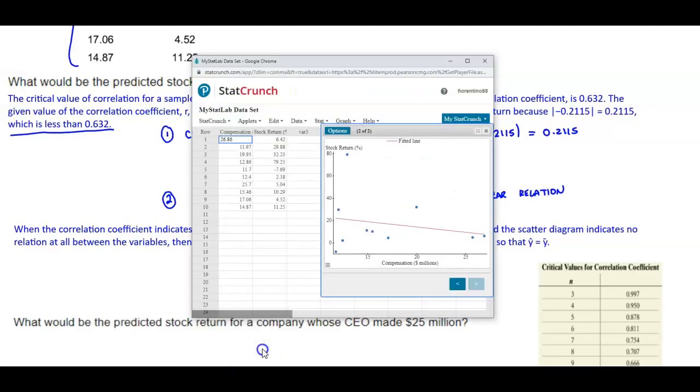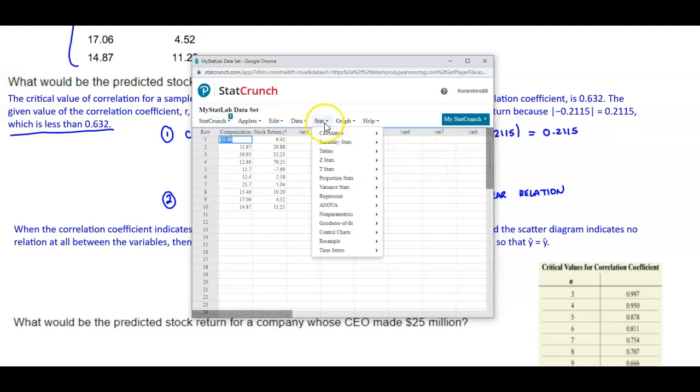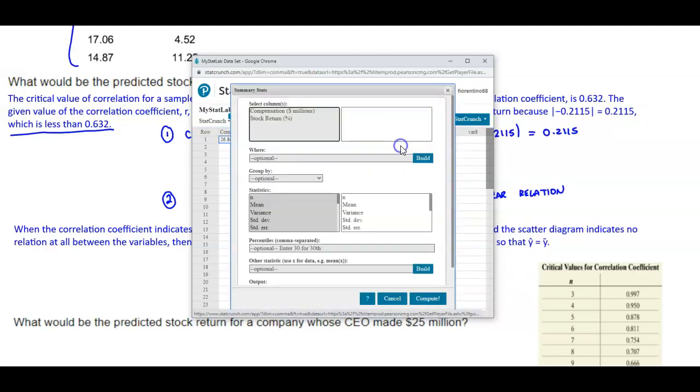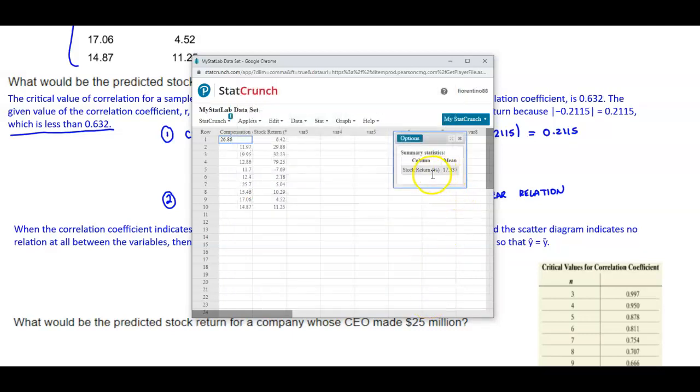Let's take a look at the graph again. If you can see here, the scatter plot doesn't give you a linear situation. So when you look at the scatter plot, a line doesn't really give you a best fit. In order for us to solve, we need to find the summary stats. We want the mean of the y values, which is the stock returns. So we're going to go to Stat, Summary Stats, Columns, and look at the stock return because that represents the y values, and we want to find the mean.